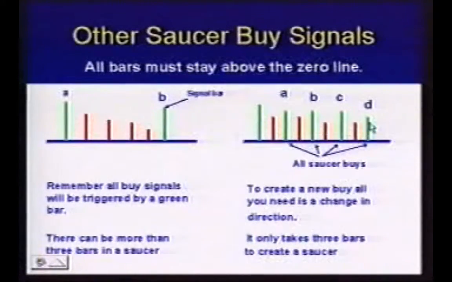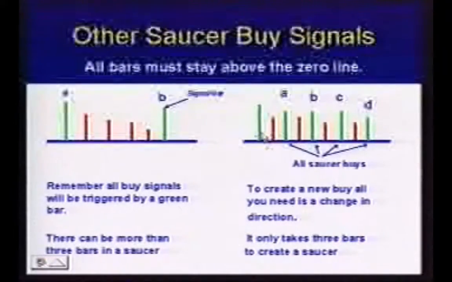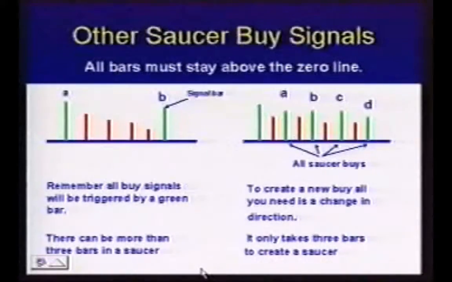There was a change. We had to have a change to create it. Now notice down here what we have written. Remember, all buy signals will be triggered by a green bar. It's very important. There can be more than 3 bars in a saucer. You see that here. We've got 6 bars in this saucer. To create a new buy signal, all you need is a change in direction. You see that each time here. And it only takes 3 bars to create a saucer, which you really notice here in the first one. So this is the saucer buy. It's not a big day, but it's a good bit of information.